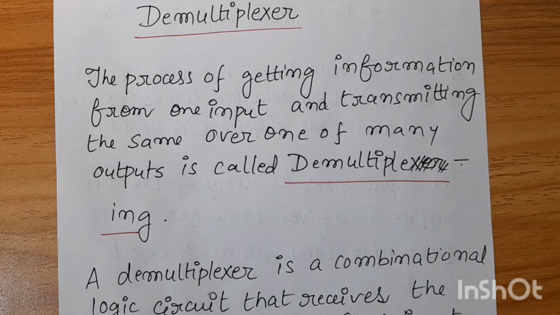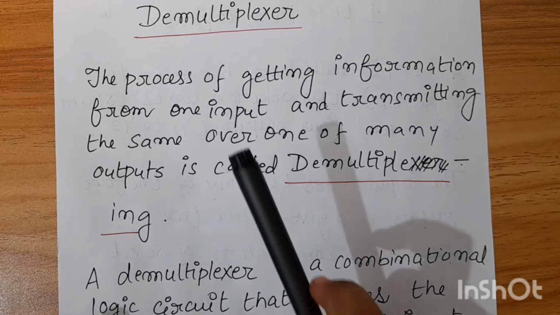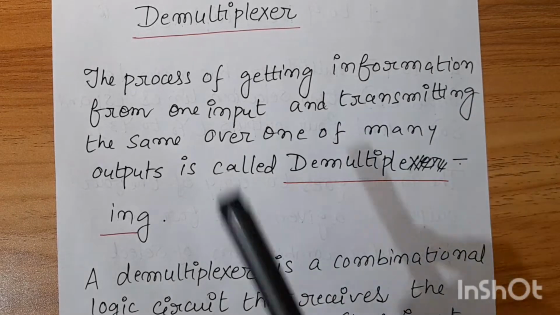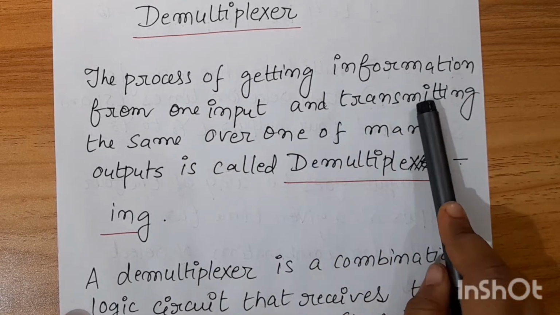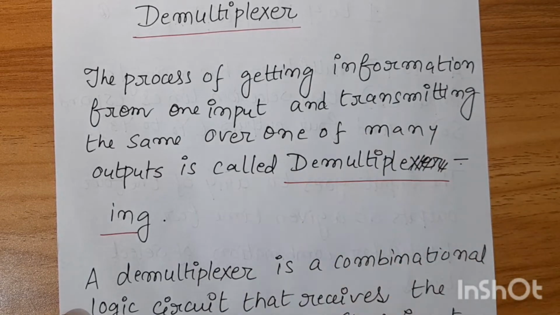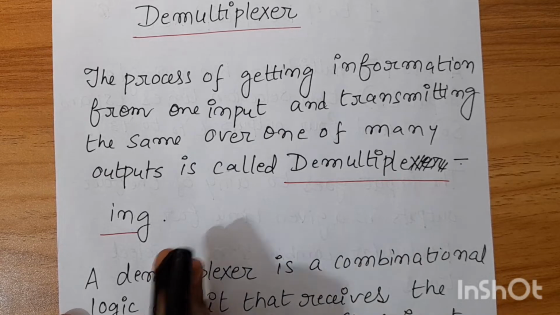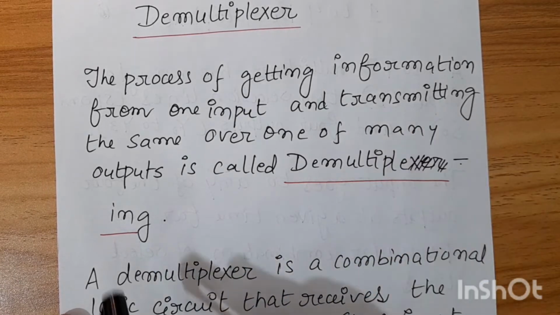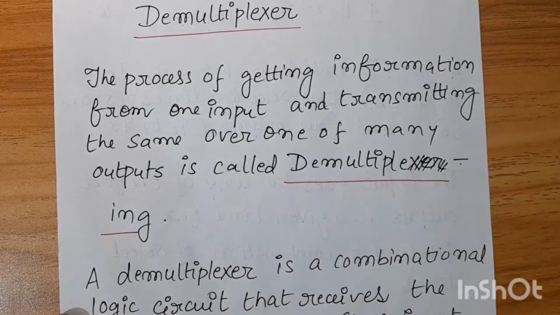Discuss about demultiplexer. So what is demultiplexing? It is a process of getting information from one input and transmitting the same over one of many outputs. This is called demultiplexing. Means we have one input, we have multiple outputs. Now this input has to go to either of the outputs based on the select line.